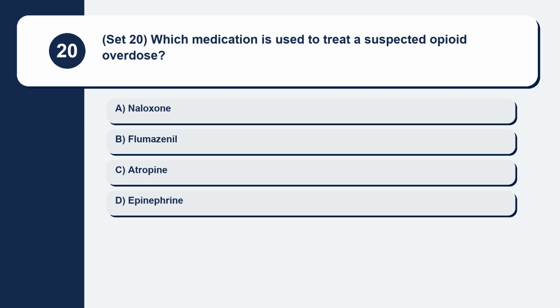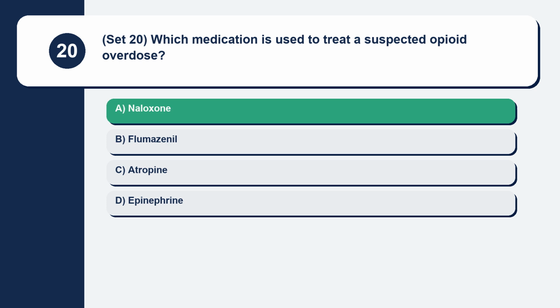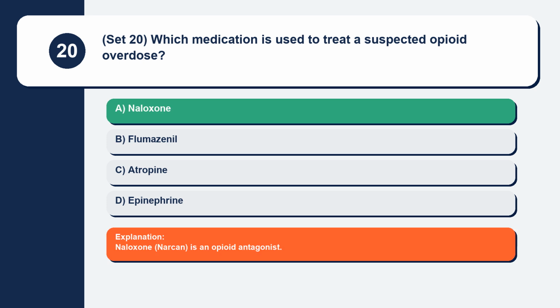Question 20. Set 20, which medication is used to treat a suspected opioid overdose? Naloxone, flumazenil, atropine, epinephrine. Naloxone, Narcan, is an opioid antagonist.